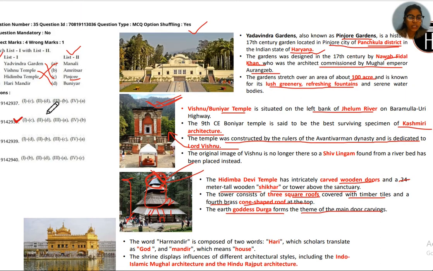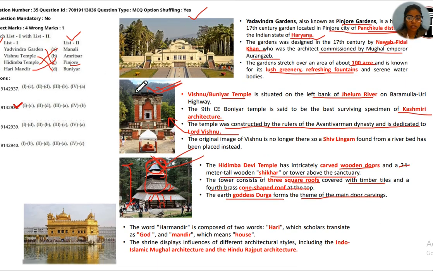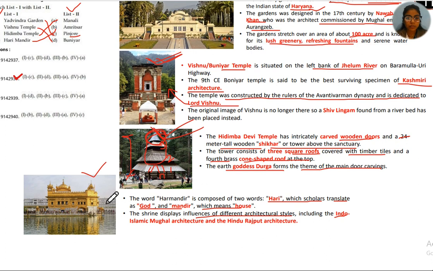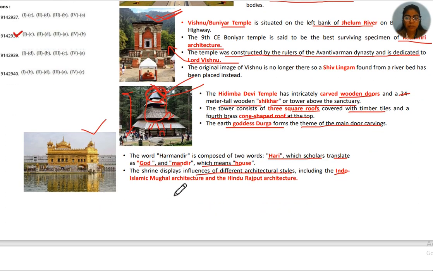And the fourth one is your Hari Mandir. Hari Mandir is in Amritsar. The word Hari Mandir comprises two words: Hari, which scholars translate as God, and Mandir, which means house. The shrine displays the influence of different architecture styles. The important point is that this is also known as the Golden Temple, which is in Amritsar, Punjab.